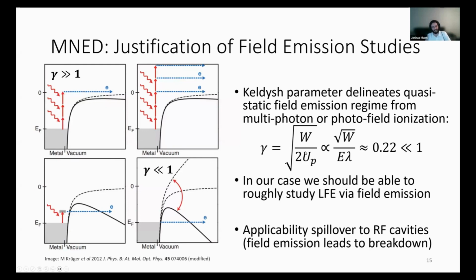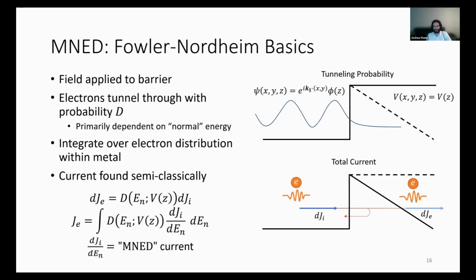So if we plug in our values, 80 gigavolts per meter, 800 nanometers wavelength, we get a Keldysh parameter of about 0.2, which is much less than 1 in air quotes. So we can study our system using quasi-static field emission. Even though there's some dubiousness because of that, we expect some applicability spillover for RF cavities, because breakdown starts with arcing, and arcing comes from field emission due to the RF field.